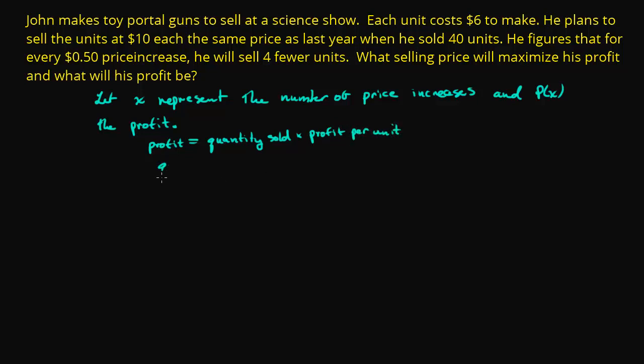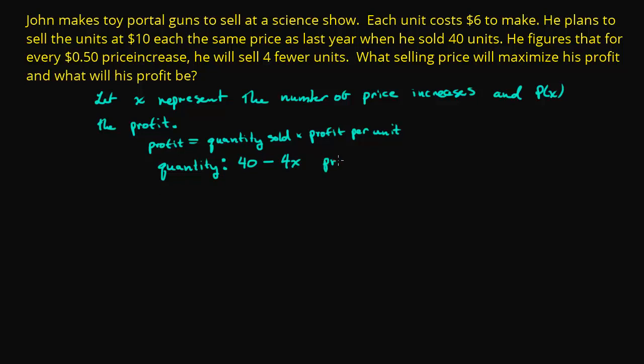Now, let's think about what the quantity is in terms of x. Last year he sold 40 units, so let's write 40. For every 50-cent increase in price, he's going to sell 4 fewer units. What represents the number of increases in price is our variable x, so every time x increases by 1, he's going to lose 4 units. So our quantity is going to be 40 minus 4x.